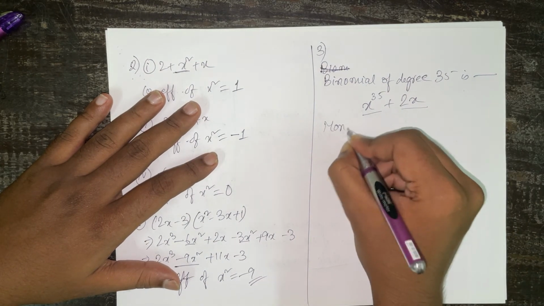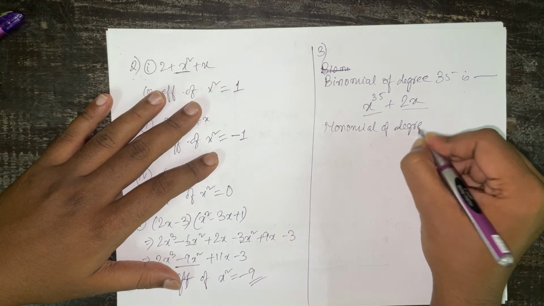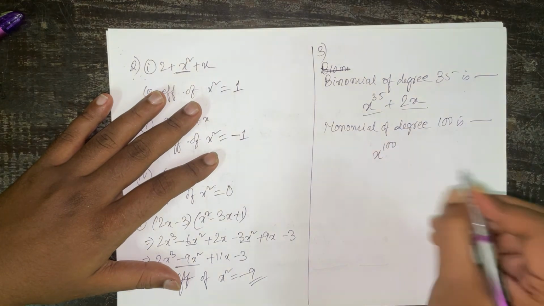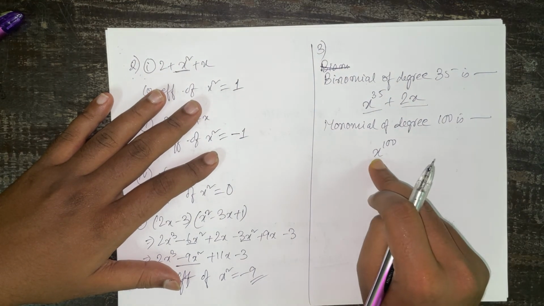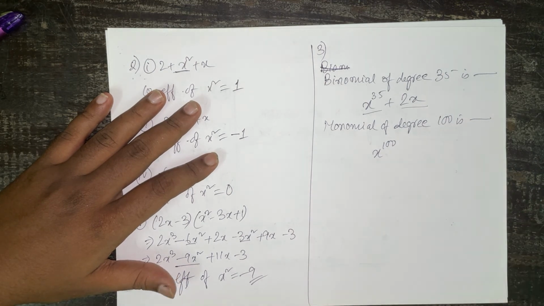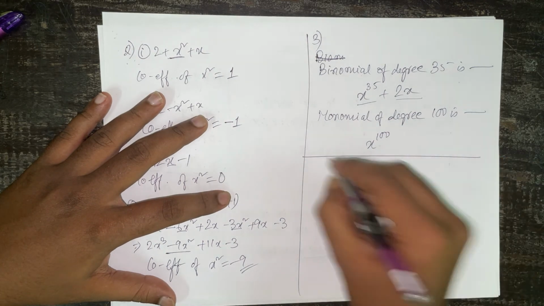And one monomial of degree 100 is simple. Let's write x to the power 100. One term, and that very term contains the power 100. So it is a monomial of degree 100. Done. Now let's move on to question number 4.